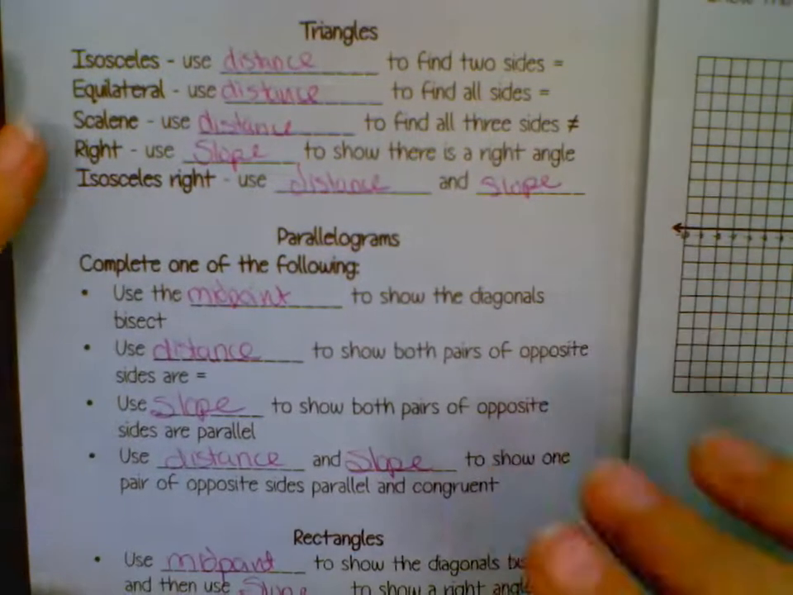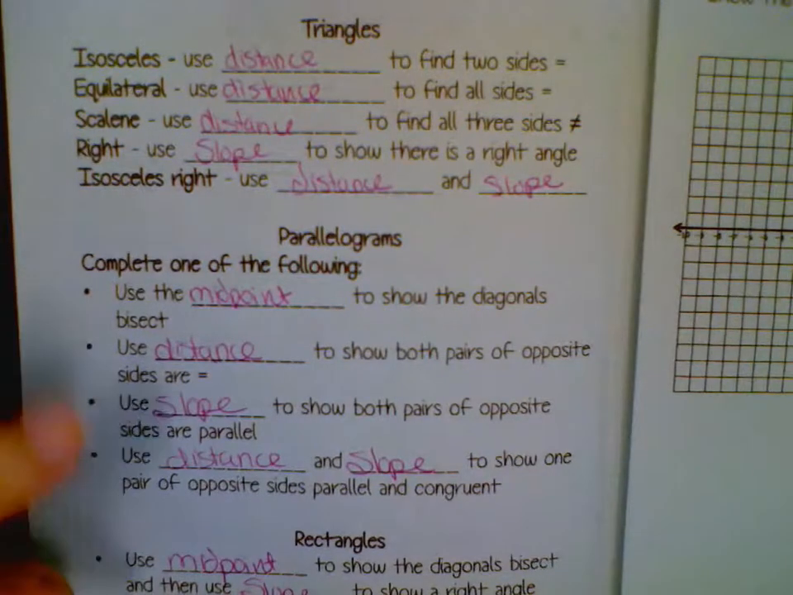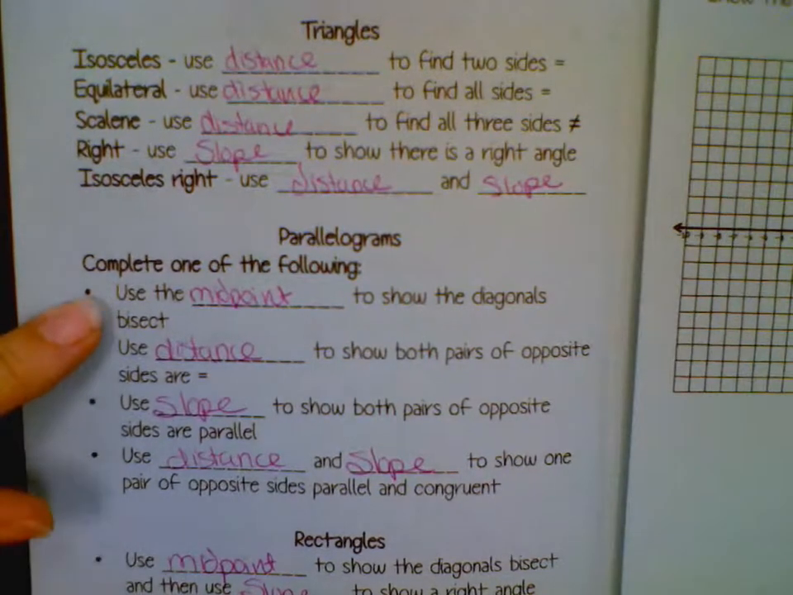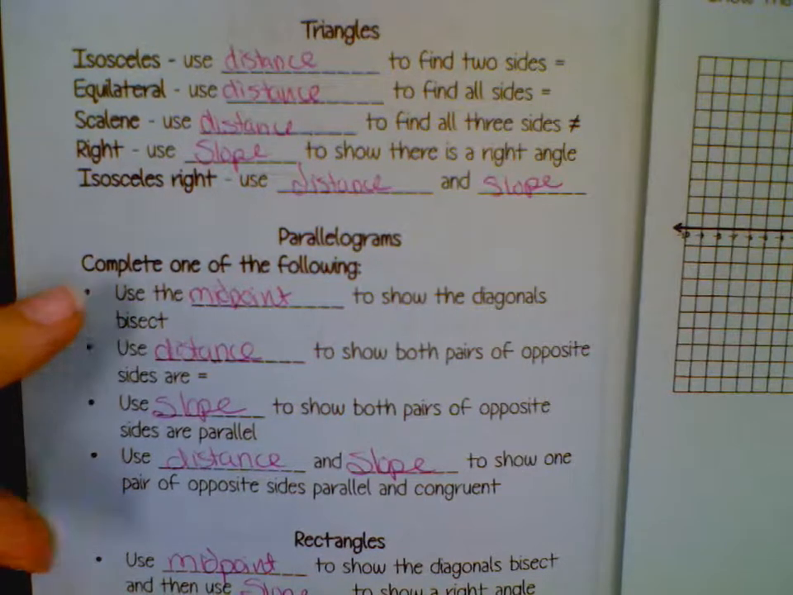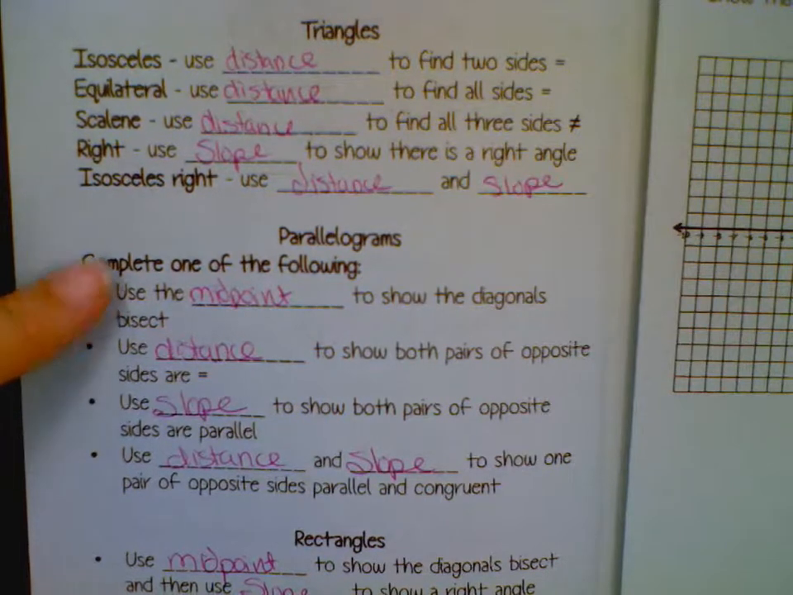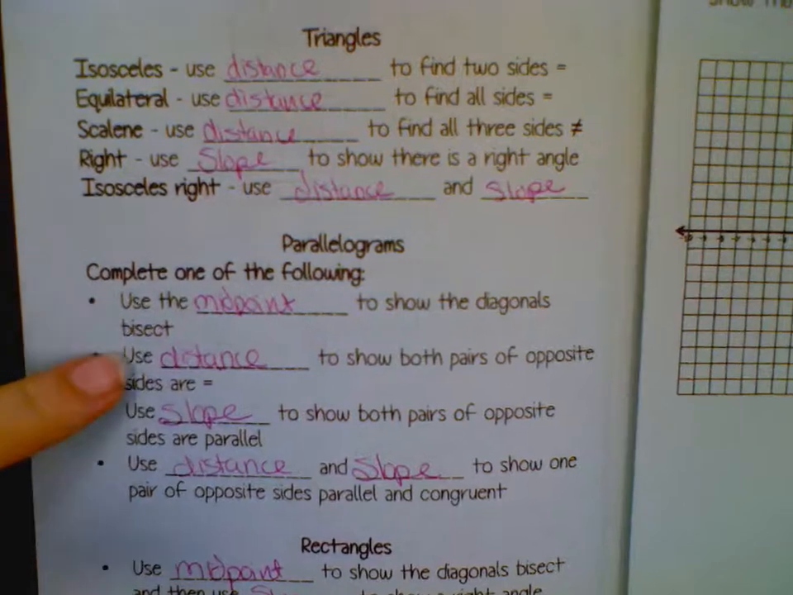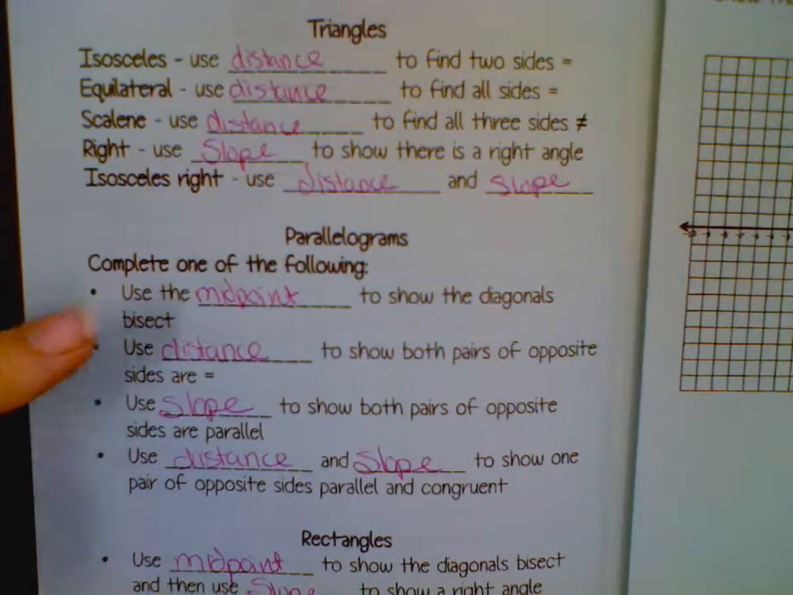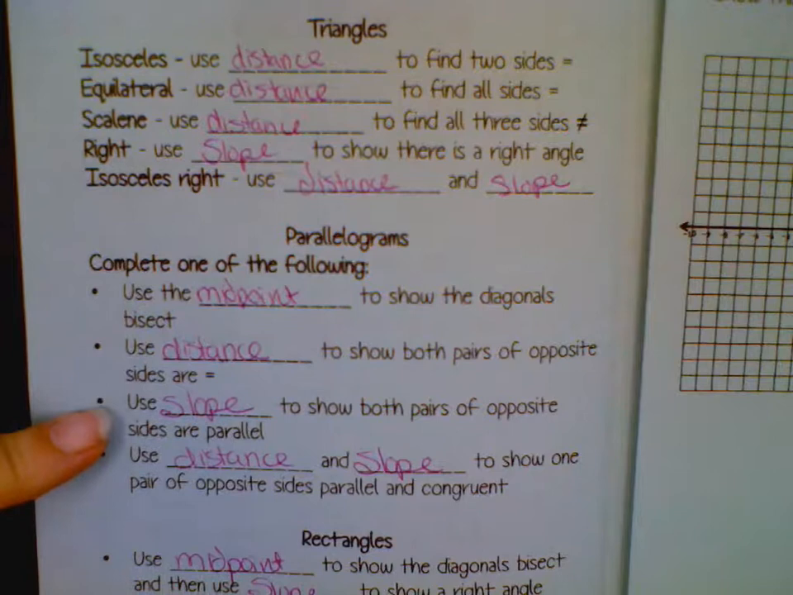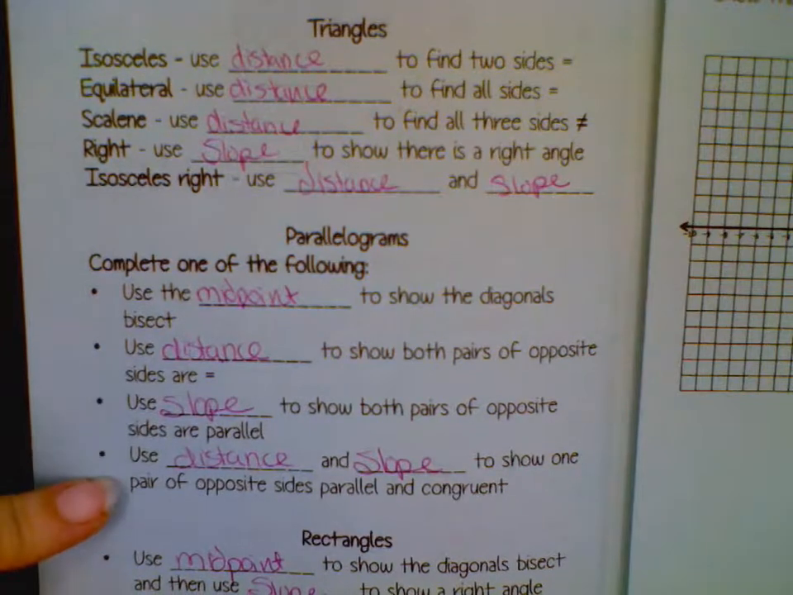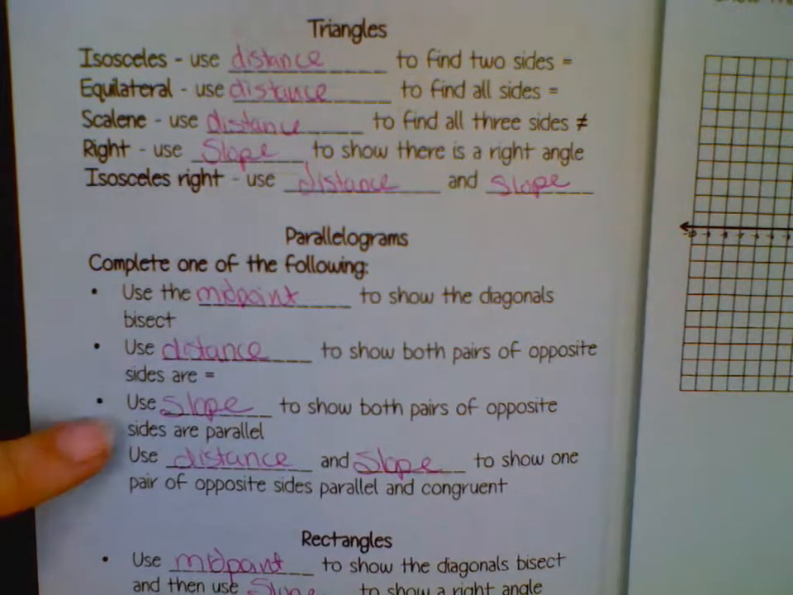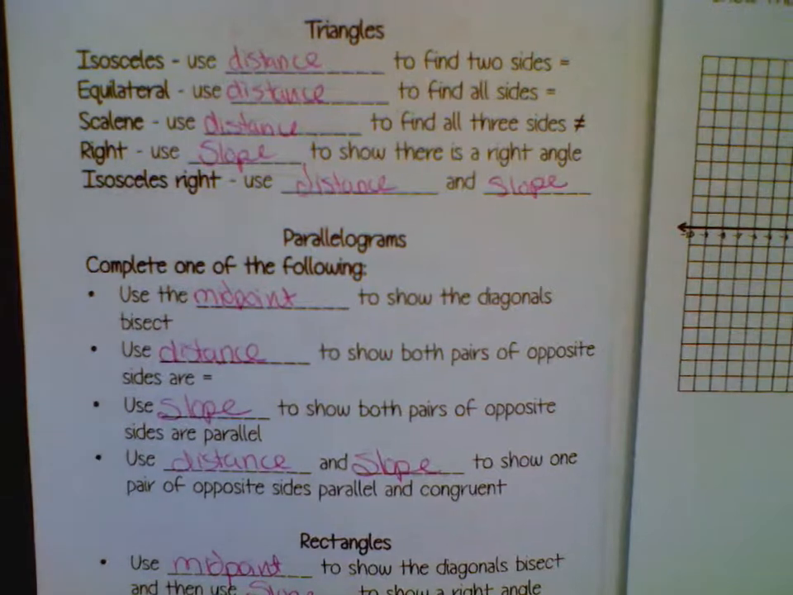To show that something's a parallelogram, we have a couple different ways. One, if we show that their diagonals bisect, then it's going to be a parallelogram. So that'd be using midpoint. If the opposite sides are congruent, we would have a parallelogram. If opposite sides are parallel, or if one set is congruent and parallel. So remember, those are pretty much our main facts about parallelograms that we learned back in chapter 6. So now we're just going to do it on a coordinate plane instead of just being given a diagram.